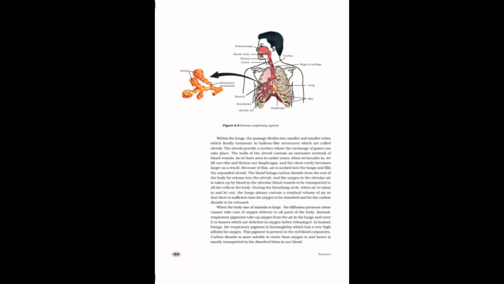When the body size of an animal is large, the diffusion pressure alone cannot take care of oxygen delivery to all parts of the body. Instead, respiratory pigments take up oxygen from the air in the lungs and carry it to tissues which are deficient in oxygen before releasing it. In human beings, the respiratory pigment is hemoglobin, which has a very high affinity for oxygen. This pigment is present in the red blood corpuscles.